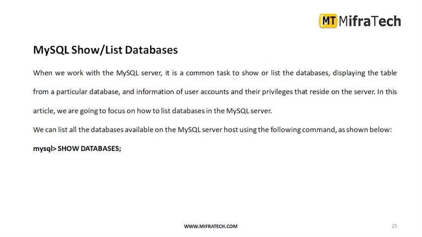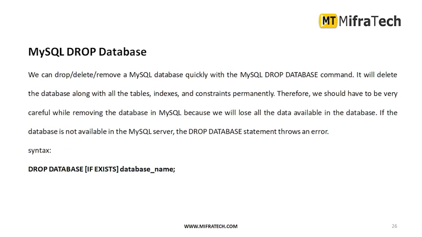So we will use SHOW. It shows information about user accounts and their privileges that reside on the server. In this article, we are going to focus on how to list databases on the MySQL server. We can list all the databases available on the MySQL server host using the following command as shown below. You can enter the code SHOW DATABASES. It will give a particular output.